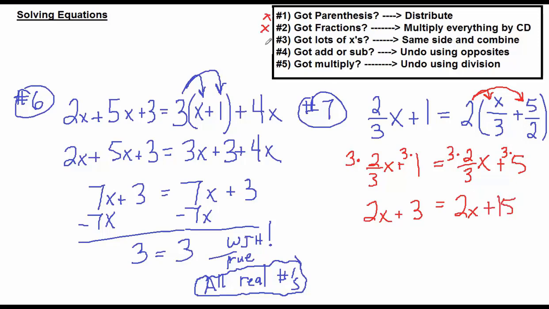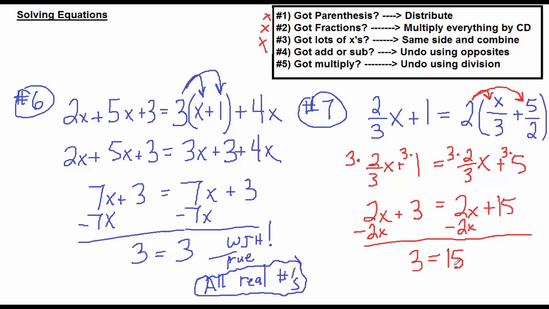Okay, good. Do we got lots of x's? Yeah, I've got some x's on the left and the right. I'm going to get them to the same side. So minus 2x, minus 2x. Oh no, look what happens again. The x's go away. X's cancel out here, leaving me with just 3. Here, the x's cancel out, leaving me with just 15.